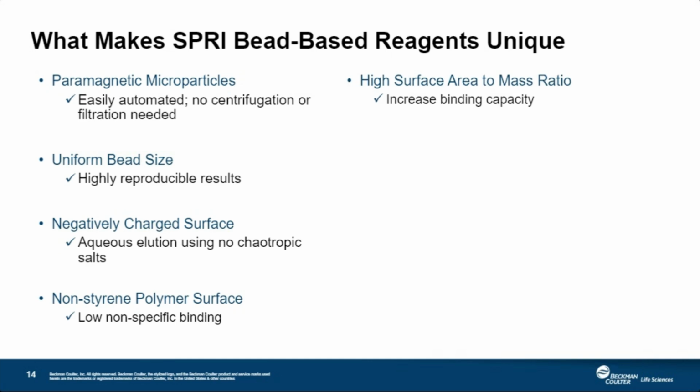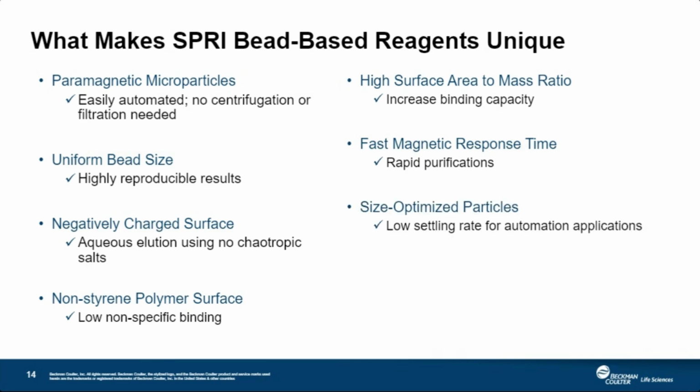And then that high surface to mass ratio, again, extremely important to have that increased binding capacity. There's a very fast magnetic response, as we saw in that time-lapse video, so you get very rapid purifications. These size optimized particles have a very low settling rate, and again, makes it ideal for automated applications.